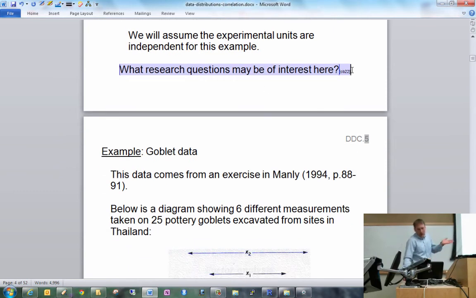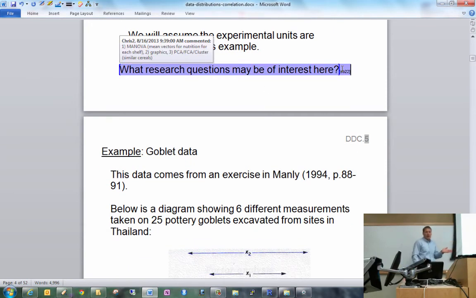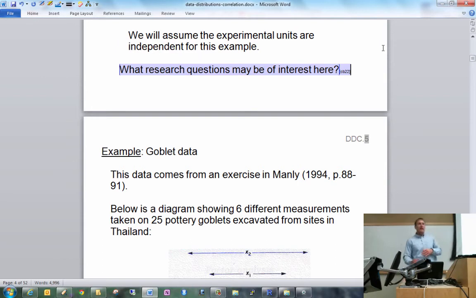So again, what research questions may be of interest here? Well, are the nutritional contents different? Again, I only looked at sugar, fat, and sodium. The nutritional contents may differ amongst the shelves. We'll talk about that a little bit more as we go along.